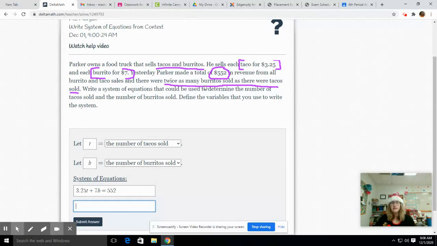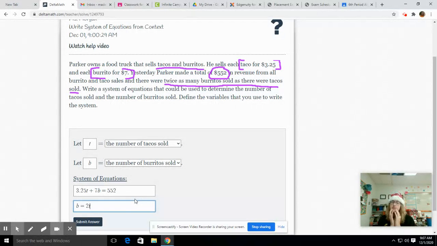What we're left with is twice as many burritos sold as there were tacos. I just did this lesson in my Algebra 2 class. This is where kids get mixed up, so you have to read carefully what it's saying. There were twice as many burritos sold as there were tacos. So I have more burritos. Whatever you sold more of, that's what it's always going to be equal to. So it's going to be B equals, and there were twice as many burritos sold as tacos sold. Twice means 2 times, so 2T.